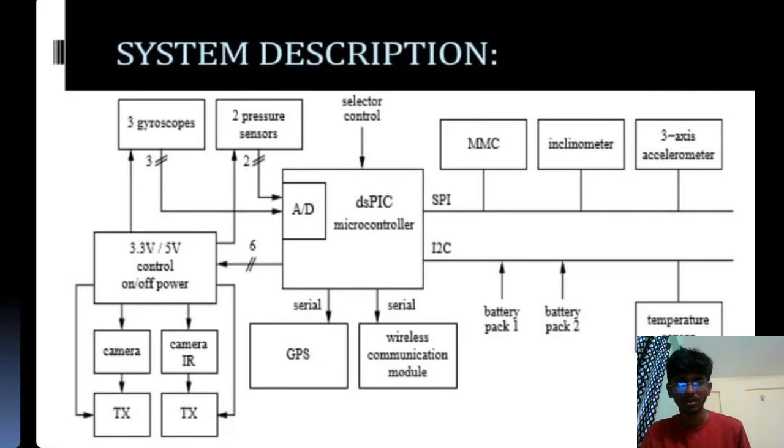System description is given in the PPT slide. We can see three gyroscopes, two pressure sensors, MMC, inclinometer, three-axis accelerometer, microcontrollers, cameras, GPS, wireless communication modules, battery packs, temperature sensors, and all in the system description given in the slide.